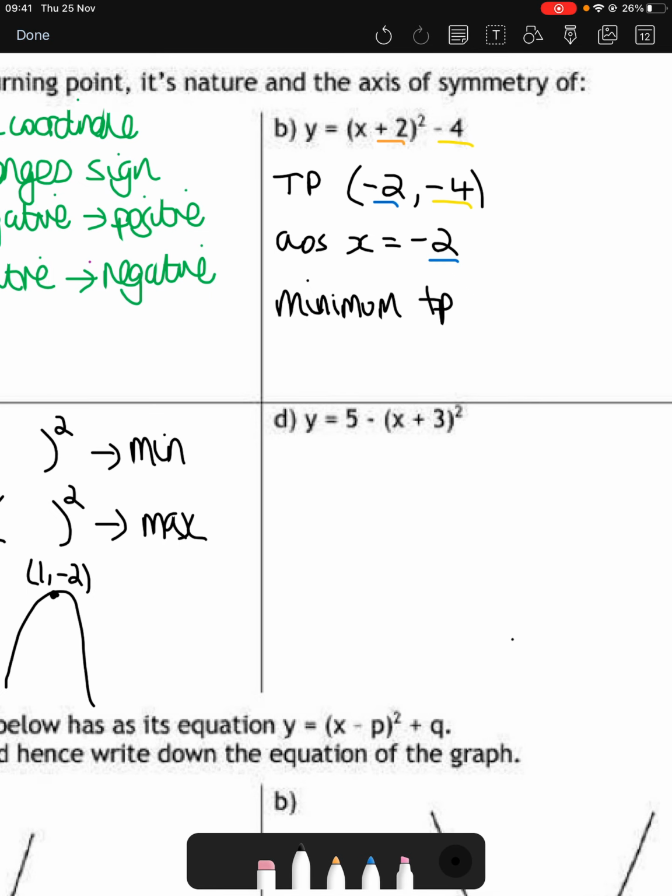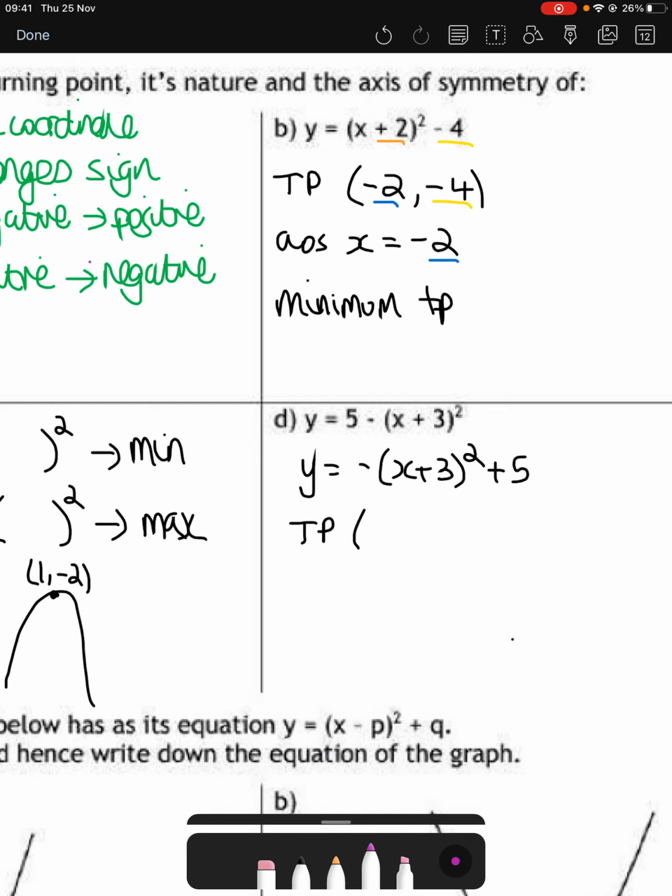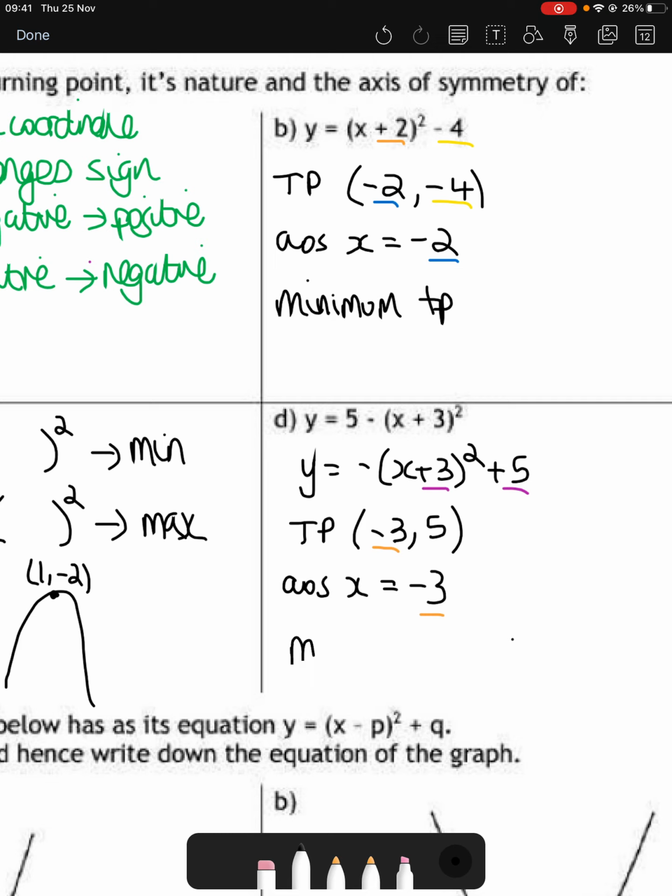Okay, last one. So this one you can see is in a funny order. So what I'm going to do, like we kind of did in straight lines, I'm going to switch it around. So what I need to do, instead of saying 1 plus 2, say 2 plus 1. So, turning point. Again, we're just looking inside your brackets. So these two numbers are important. Plus 3 becomes a negative 3. 5 is a 5. AOS x equals negative 3. Again, because it needs to match that number there. And again, this one's got a maximum turning point, or max TP, because of the fact it's got a negative at the front, like we said.